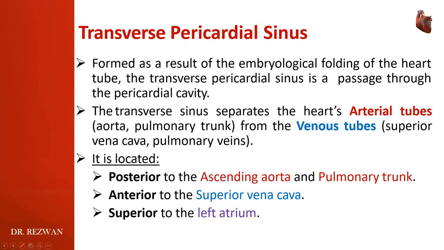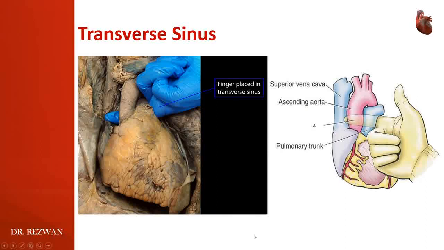So if you want to locate it, it has to be posterior to the ascending aorta and the pulmonary trunk, and it should be anterior to the superior vena cava, and superiorly this transverse sinus has the left atrium. Let's see. Over here we can see the standard demonstration of how you can trace the transverse sinus. Here the person is inserting his index finger into the transverse sinus, where we can see anterior to the sinus the ascending aorta and the pulmonary trunk, and posteriorly we can see the superior vena cava over here. This is the diagrammatical representation of the transverse sinus.